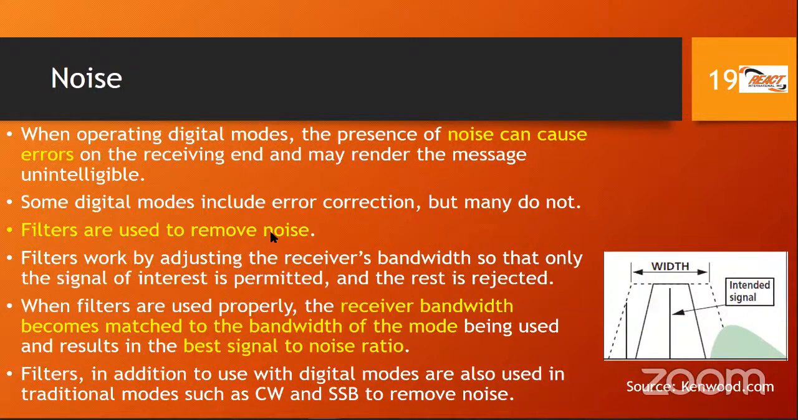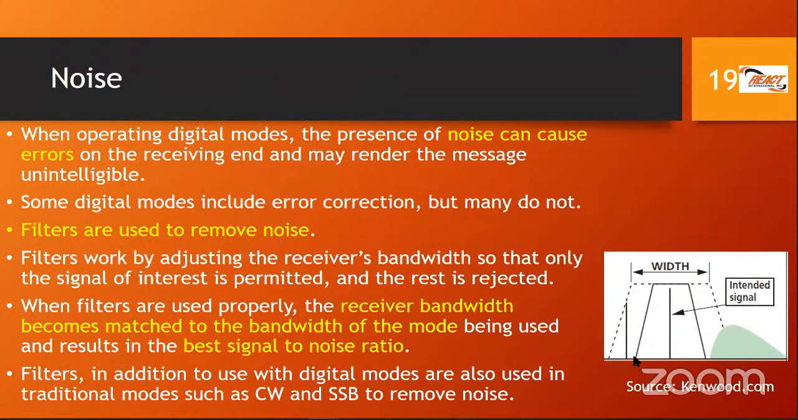So you can use filters to remove the noise. How filters work is they adjust the receiver's bandwidth so that only the signal of interest is permitted and the rest is rejected. Why do you want to listen to the signal that is unwanted? On the right-hand side here, we have a filter notching. Let's say on this right-hand side you have a lot of noise. But I don't want to listen to that noise, so I'm not using this wide filter that will pick up the noise. I use a narrower filter. Why? Because this is the signal I'm interested in. I'm not interested in this bit of noise. This is unwanted. If I use a wide filter, I will pick up this noise and that might cause my message to be garbled. So I use my filter, notch it narrower, and guess what? I am only looking at my intended signal. I'm not looking at my unwanted signal over here.